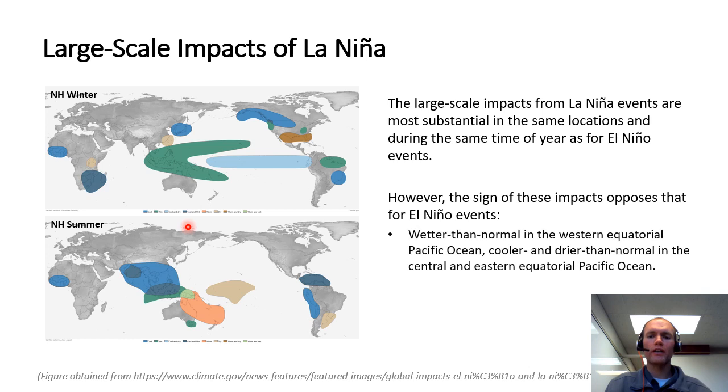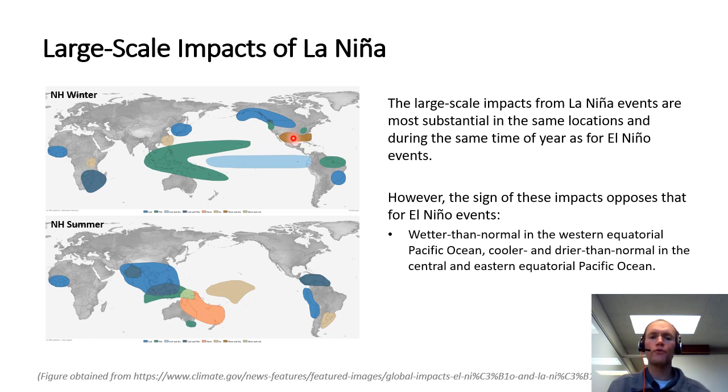These signs are broadly opposite of what we see for El Nino events. So focusing on North America here, the Pacific Northwest and northwestern North America tends to be cool, whereas during El Nino it tends to be warm. And then here across the southern tier of the United States, it tends to be both warm and dry during the Northern Hemisphere winter associated with La Nina.